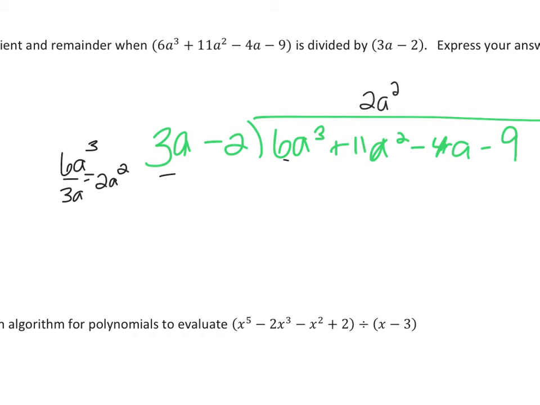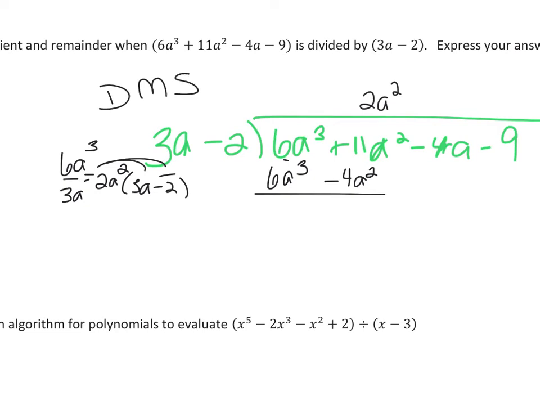Okay, so you divided. Now you are going to multiply by the whole outer piece, 3a minus 2. This will go in. You'll end up getting 6a to the third minus 4a squared. You divided, we multiplied, now we're going to subtract by changing these signs. This will cancel, which is a good thing, and this will end up getting you a 15a squared. Drop down the other guys, minus 4a minus 9. And then you start the whole process over again.